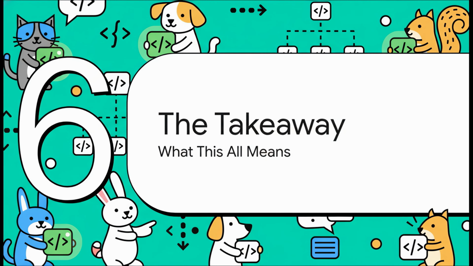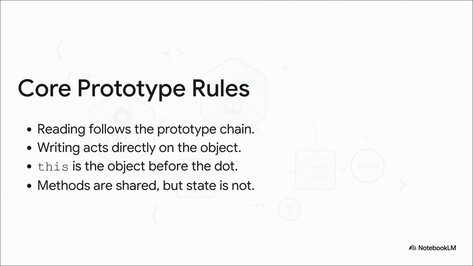Mystery solved. So what have we actually learned from our little furry friends here? Let's just quickly recap the fundamental rules of prototypes that this whole case has taught us. Okay, here are the big takeaways. First, objects are linked by that hidden [[Prototype]] property. Second, reading a property makes JavaScript search up that chain, but writing to a property happens directly on the object. Third, this is all about how you call the method, not where it's defined. And finally, the most important lesson of all. Methods, the things objects do, are perfect for sharing via prototypes. But state, the things objects have, should almost always belong to the object itself.